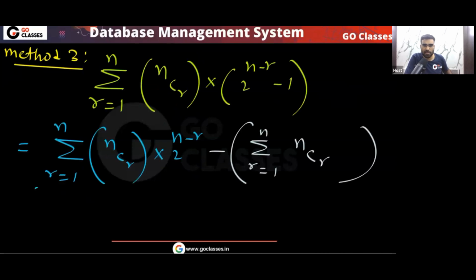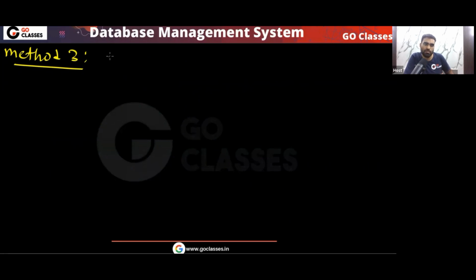Correct? Okay, so remember, finally, I can say that this value has become 2 power n minus 1. Is this clear? This value is 2 power n minus 1. Now, what about this value? What about this one? For this, you already know the binomial theorem.